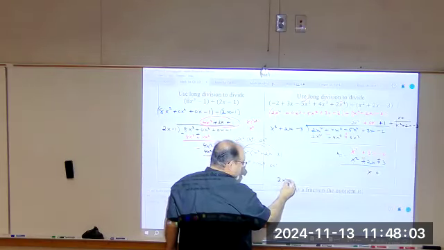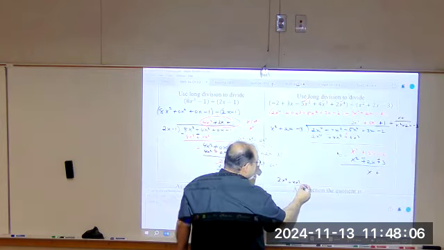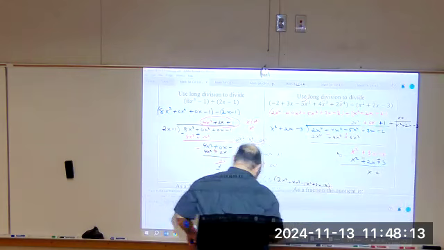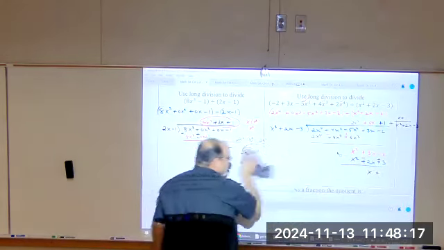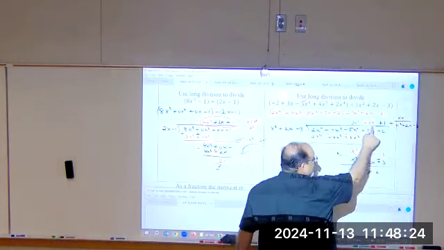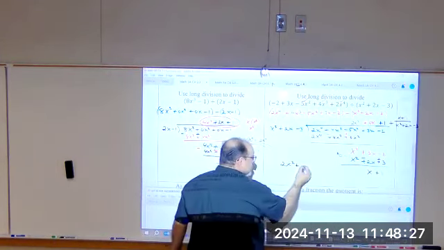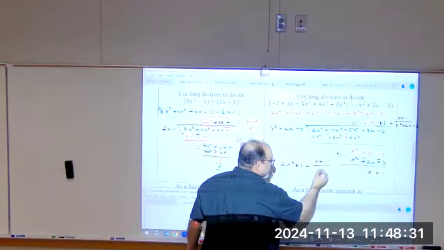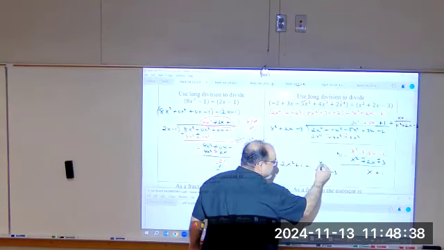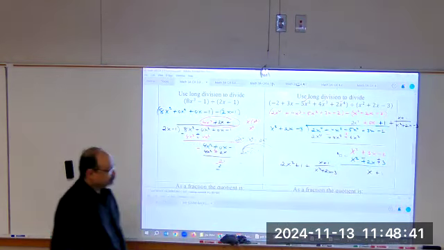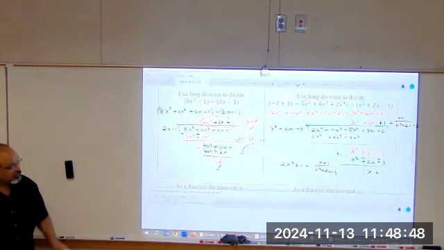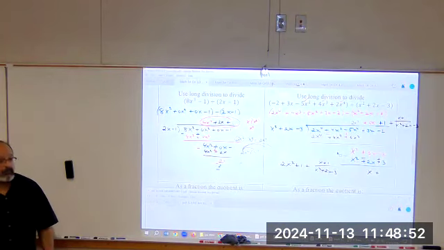2x to the fourth plus 4x to the third minus 5x squared plus 3x minus 2. You know what? You don't have to write the whole thing out. It'll be printed at the bottom of the box. You're just going to write your answer up. 2x squared plus 0x, that's just 0. 2x squared plus 1 plus x plus 1 over x squared plus 2x minus 3. The quotient plus the remainder over the divisor.